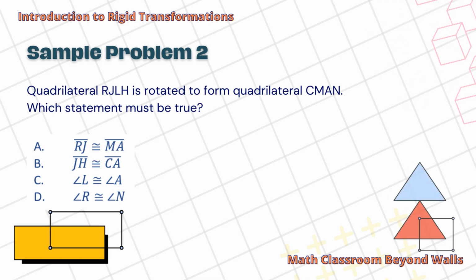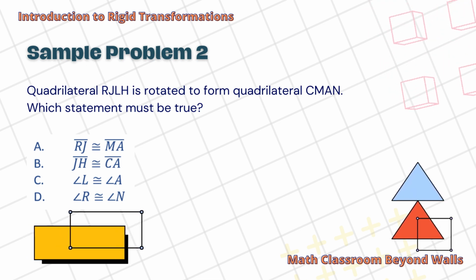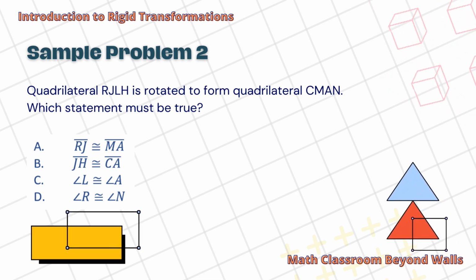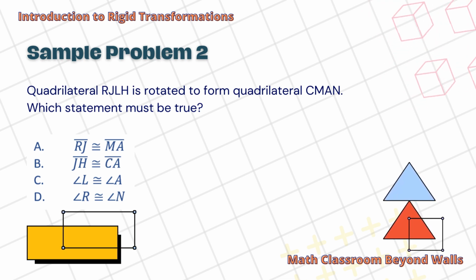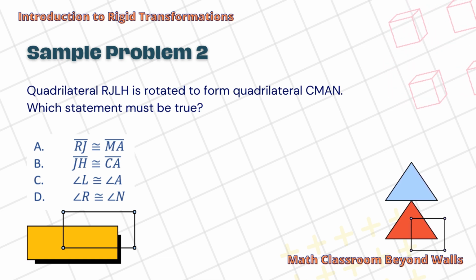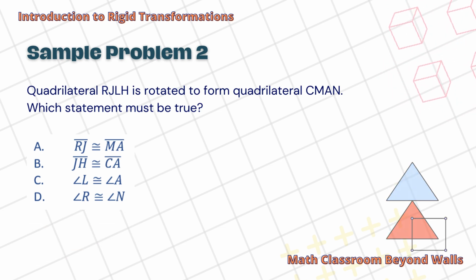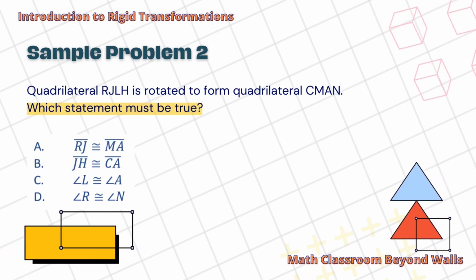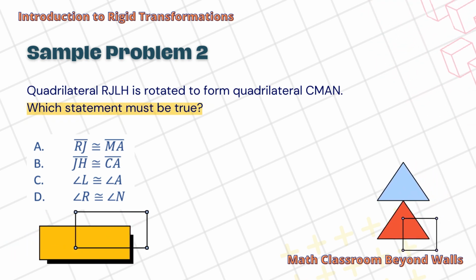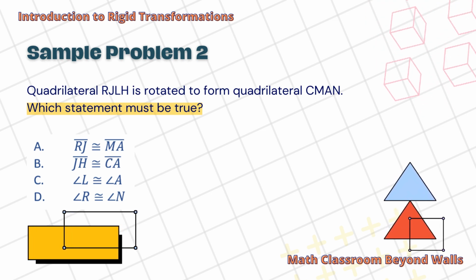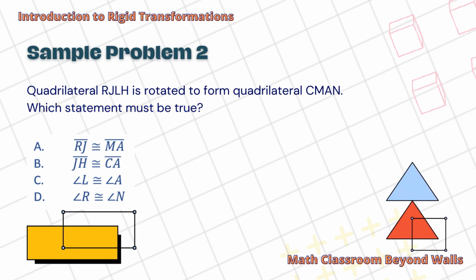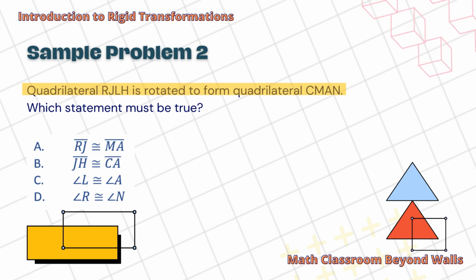As usual, we start by reading the whole problem and may read it several times when needed to know what we are looking for, to determine what are given, and to figure out how the given information help find what we are looking for. What are we looking for here, learners? Okay, so we are to determine which statement is true. Is it A, B, C, or D based on what is given? What is given? We are given that quadrilateral RJLH is rotated to form quadrilateral CMAN.